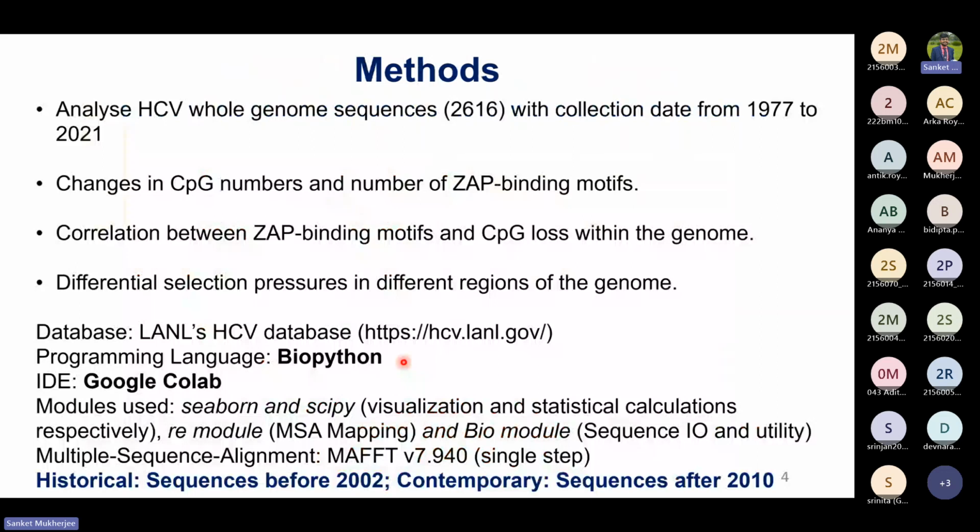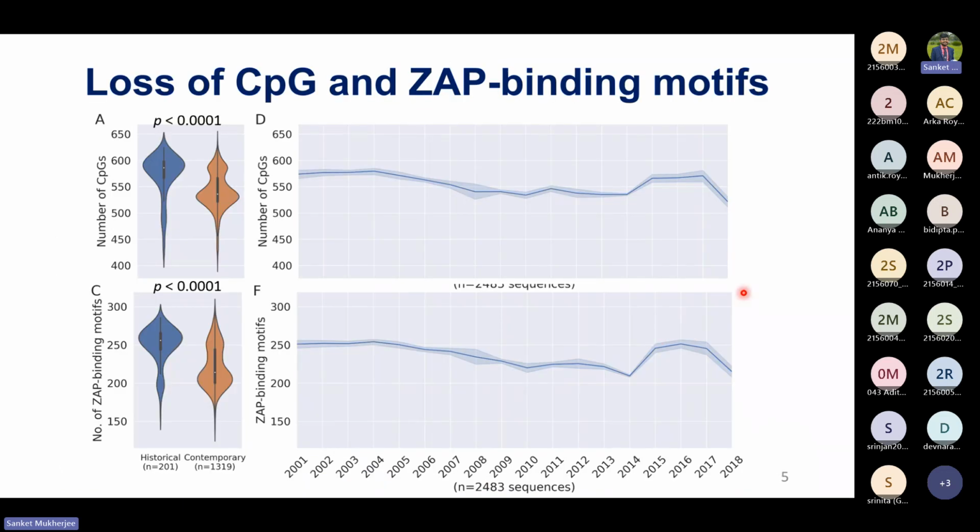Before we get into the results, there were certain things we did. We took 2,616 full length sequences of hepatitis C virus and analyzed the number of CpGs and ZAP motifs, all done using BioPython. All the sequences before 2002 were marked as historical sequences, and after 2010 they were termed contemporary sequences. That will help in understanding the graph.